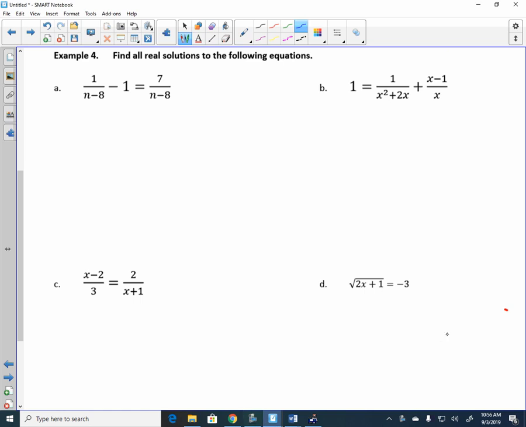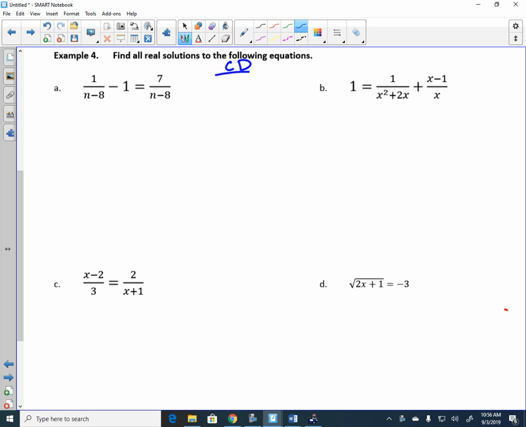Ready to begin. We're going to do rational equations here. So 1 over n minus 8 minus 1 is equal to 7 over n minus 8. There's two ways to really solve rational equations. First of all, you could multiply through by a common denominator. Or, number two, you could just create common denominators. And that's what I'm going to do in this situation.